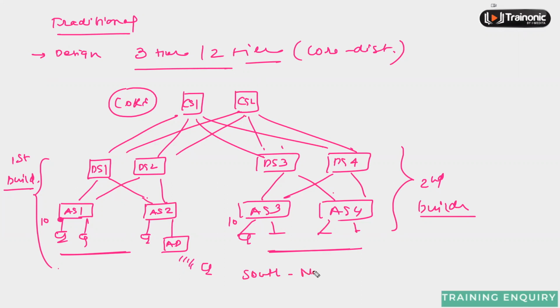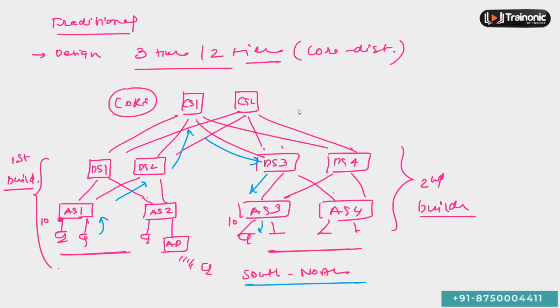It takes more of a south to north approach. The traffic goes from this machine to the access layer device, from here to the distribution layer. Then if it has to go to the other building, it goes to the core layer, from the core layer to the distribution layer to the access layer, and it delivers right here. So traffic follows more of a south-north approach.